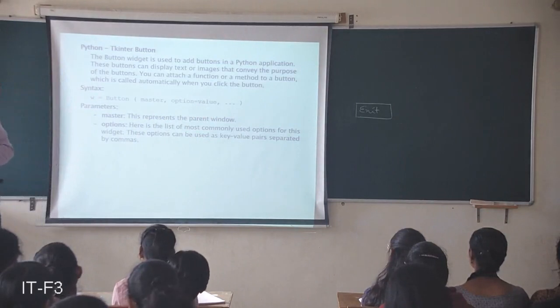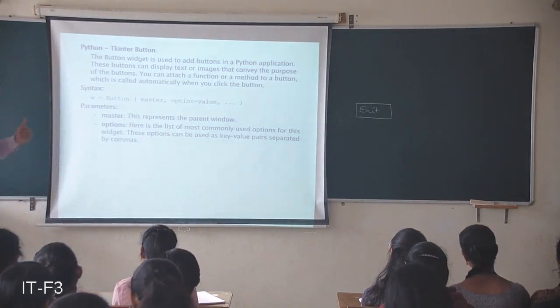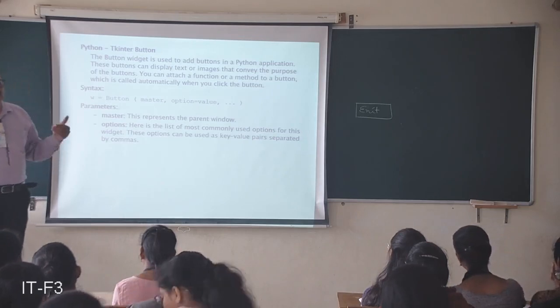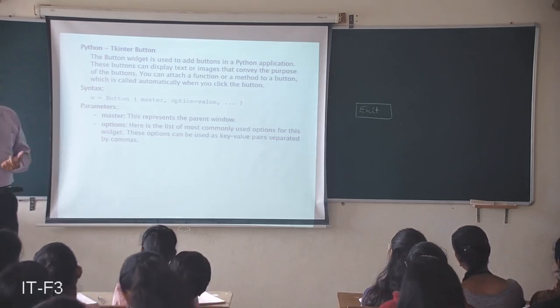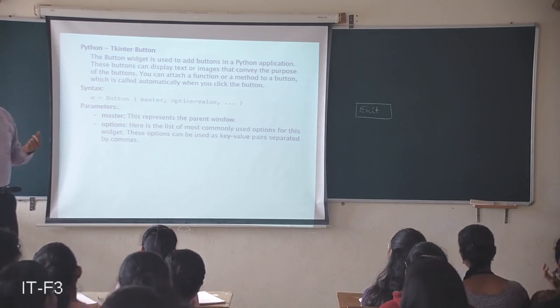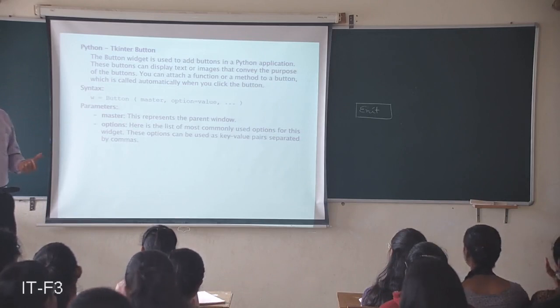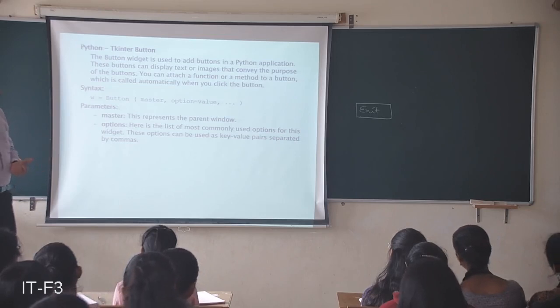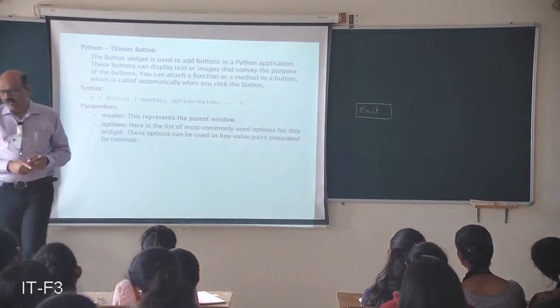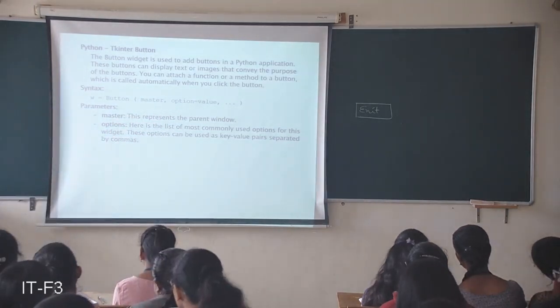Button is the name of the class. The first parameter is the window to which you want to connect or in which you want to display this button. The second parameter is the button name, and the third parameter is the handling code. So three parameters can be associated with the button. Let us see one example which uses this button.